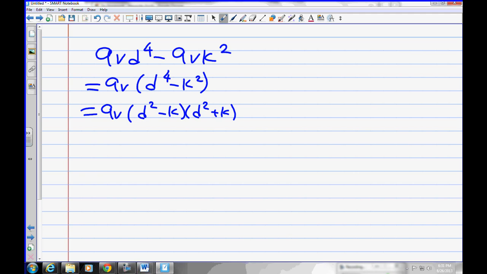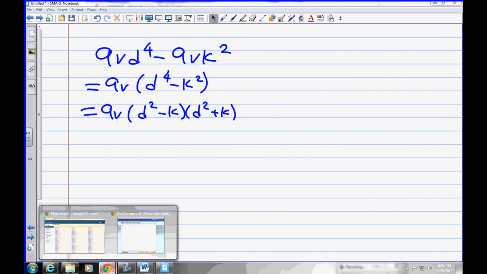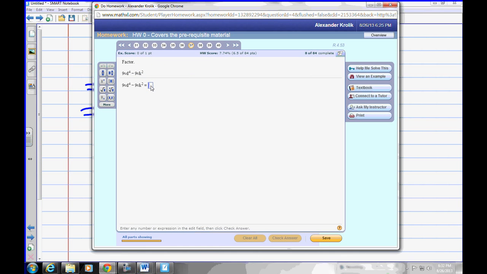Alright? So if I put that as my answer, 9v, open parenthesis, d squared plus k, and then d squared minus k, and I'll do that. Yeah, fantastic. Okay, really, still good. So, what do you think?